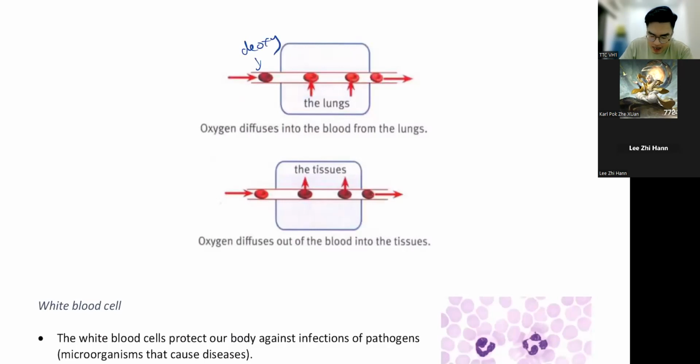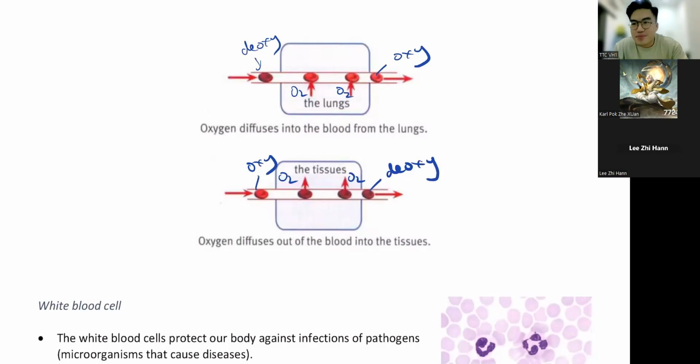Now in the lungs, I take oxygen. Now I become oxygenated, I have oxygen on me already. So now I go back to the heart, and then I go to my body cells. I go from bright red, and now I give away the oxygen. So I turn from oxygenated to deoxygenated. Now I become dark red again. I have to go back to the lungs and get oxygen again.